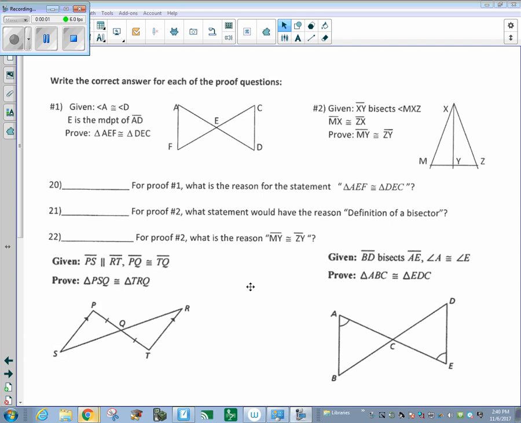Hello everybody, welcome back. This is our final installment of the test review. Alright, so the first problem here, they're asking us to give a correct answer for each proof.